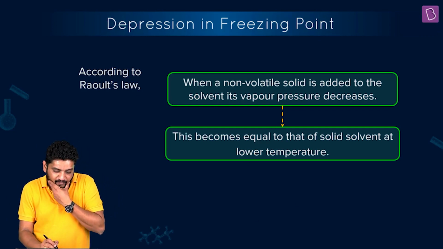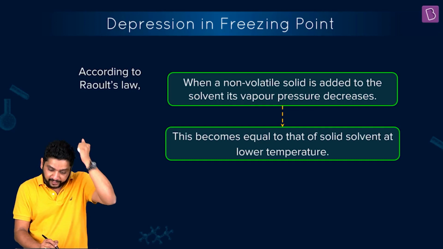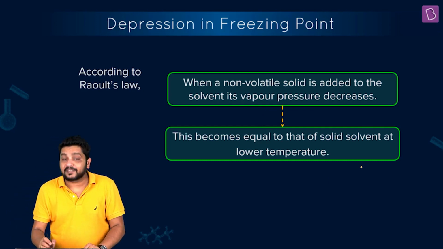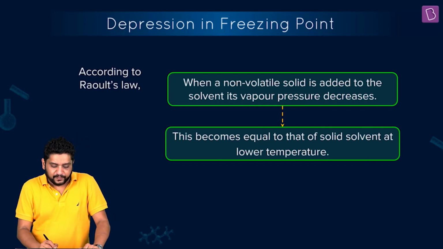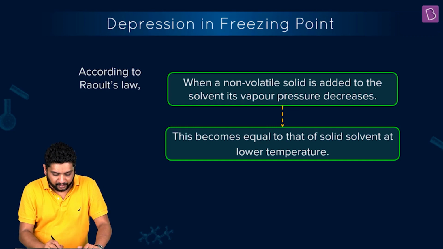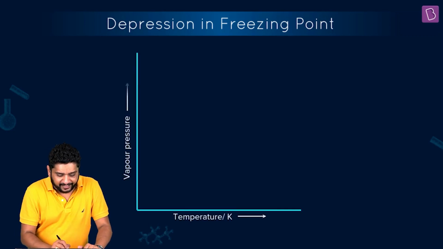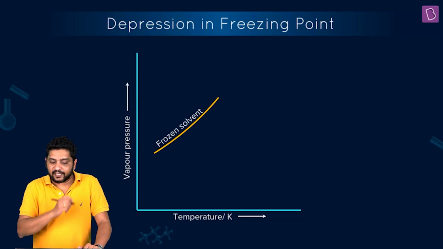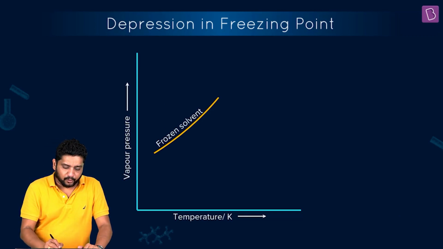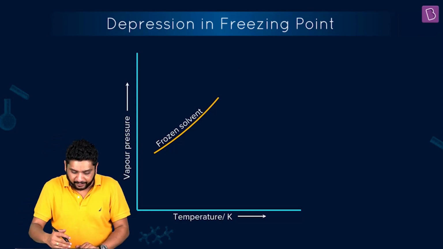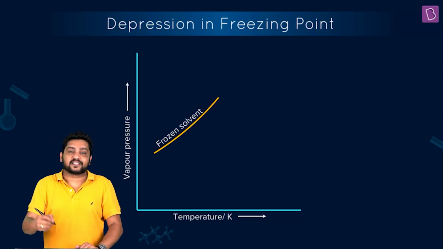Continuing, what we say is that when a non-volatile solute is added to a solvent, its vapor pressure decreases. This reduced vapor pressure should become equal to that of your solid solvent, and that is the place which we call your freezing point, right? So this is our phase diagram that I was talking about. A frozen solvent exists in these conditions. Try to understand what is happening here. Above this, below this, what will happen?